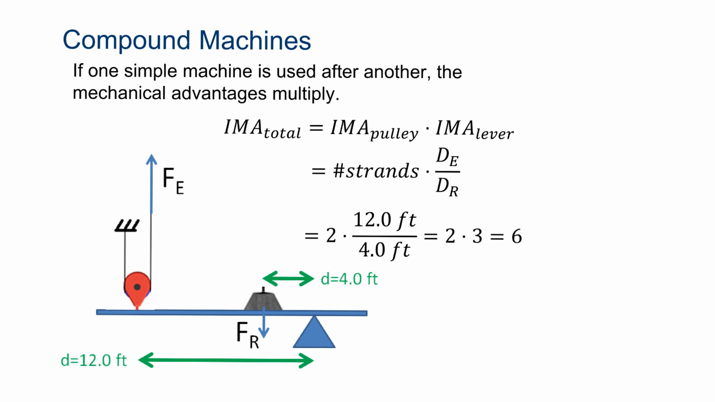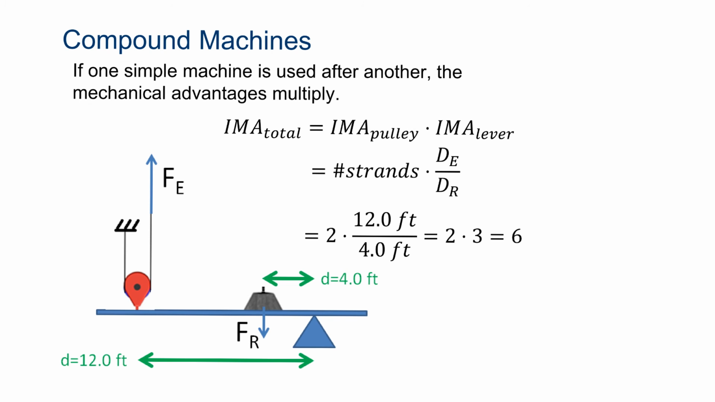Alright, so compound machines. These are going to be the hard problems we do later on, but so you can start seeing it. If you have two different simple machines, you just multiply the ideal mechanical advantages of both of them together. So for example, this one, we'd have the mechanical advantage of that pulley would be what? 2. And then we'd figure out the mechanical advantage of the lever here.